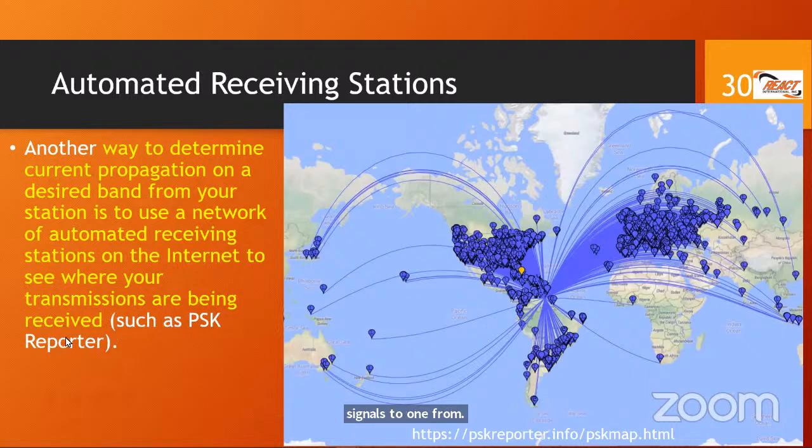So we just give an example here. PSK Report is one of those automated receiving station sites that aggregates propagation data, right? This is an exam question here.